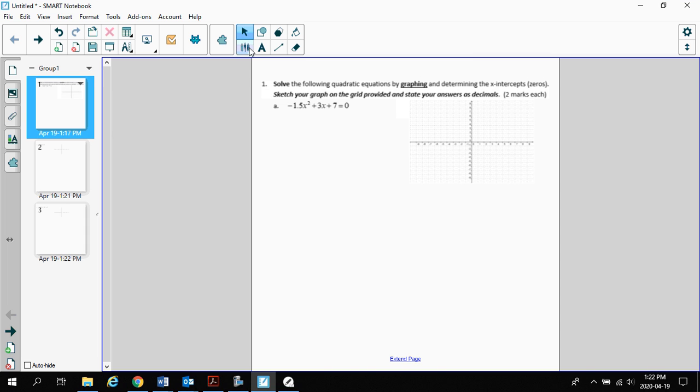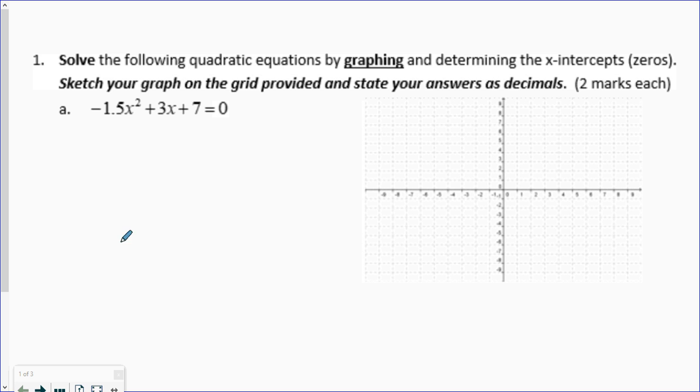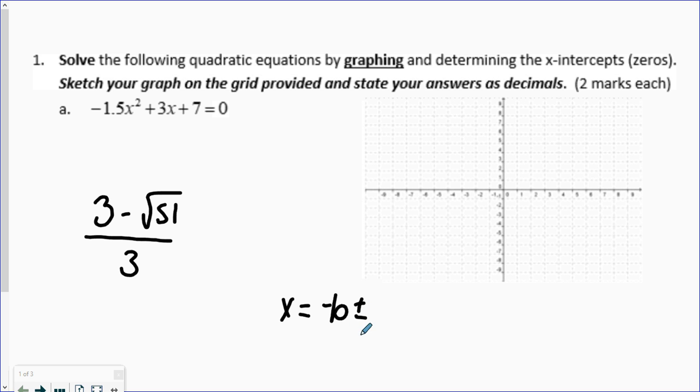So using the quadratic formula, this is so irritating. 3 minus the square root of 51 over 3. But looking at the quadratic formula, remember that x is equal to negative b plus and minus the square root of b squared minus 4ac, divided by 2a. I was wondering how you got to 3, but a is negative 1.5. This might have been negative 3 on the bottom, no?